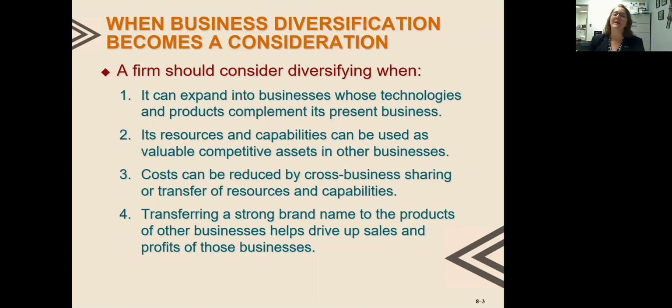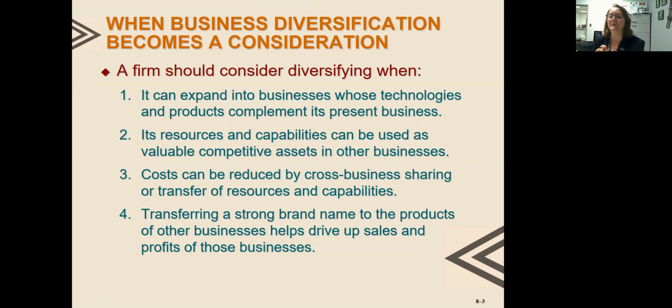So when does diversification become a consideration? Diversifying becomes feasible or considered when, 1, it can expand into businesses whose technologies and products complement its present business. So you don't want to enter the food market when you manufacture steel. You want it to be close, okay?